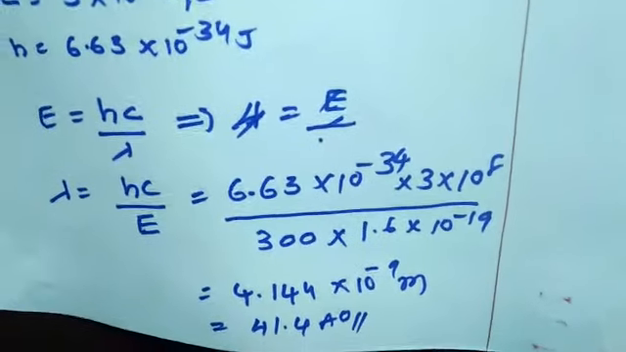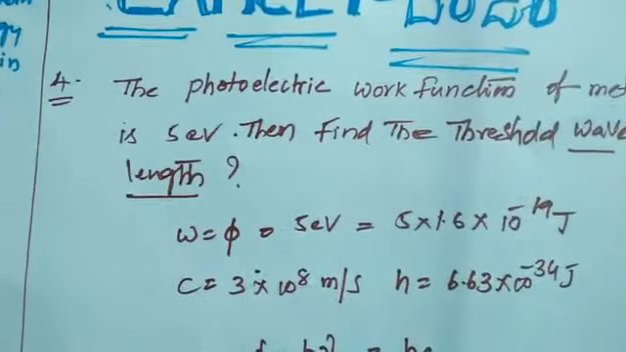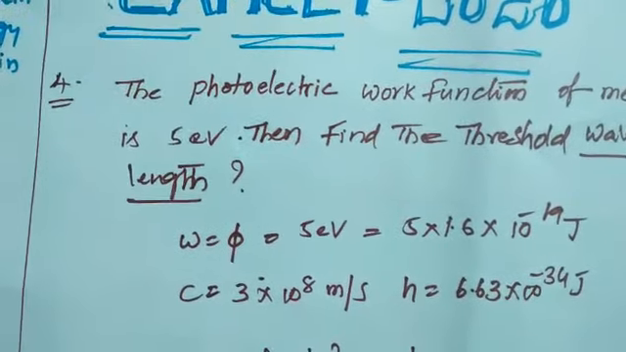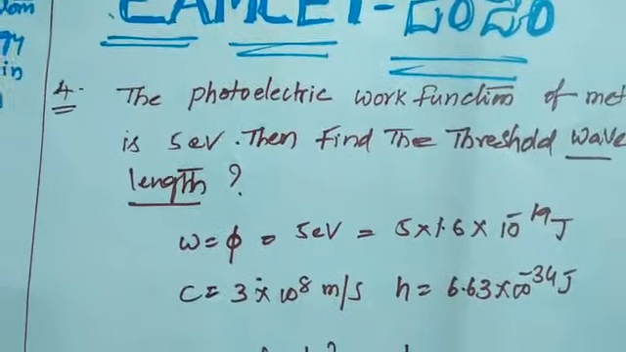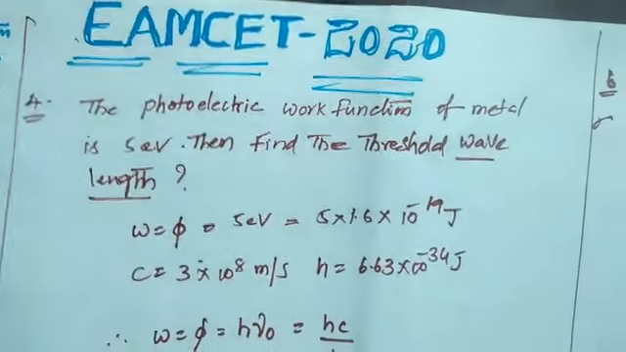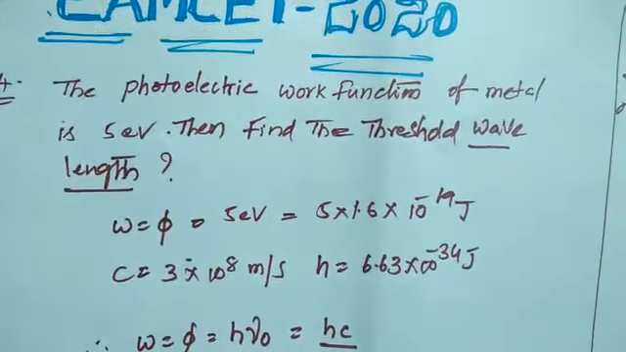Look at this, this is the problem. Another important problem: the photoelectric work function of a metal is 5 electron volts.